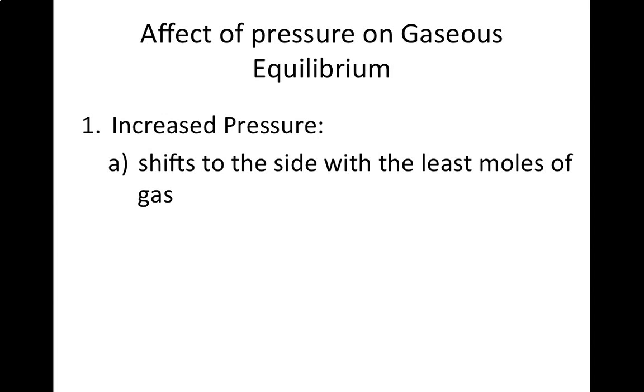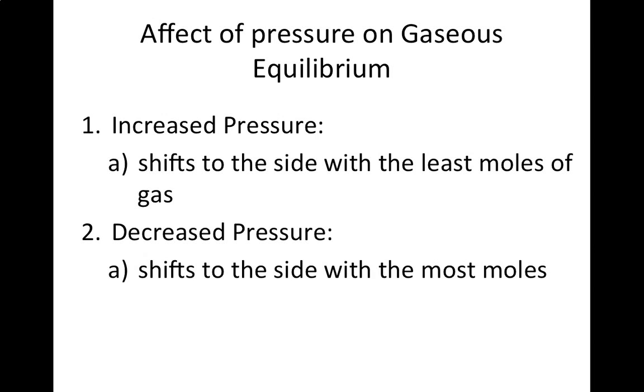I know my moles of gas by looking at the coefficients. So it'll go to the side, either reactants or products, that has the least number of moles. So I would add them up. If I decrease the pressure, it's going to go the other way. It's going to shift to the side with the most moles. Now, it's not always going to be towards the products or the reactants. It depends on which equation or reaction I have.